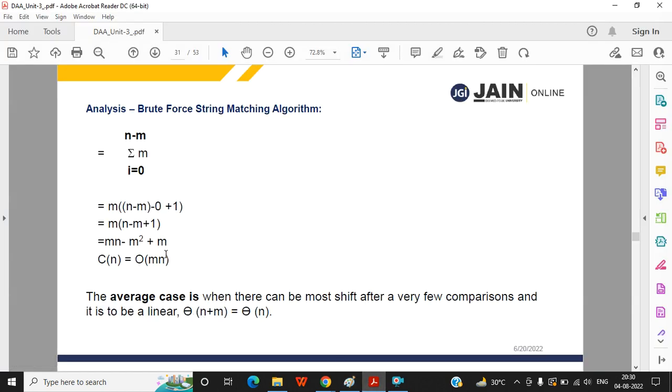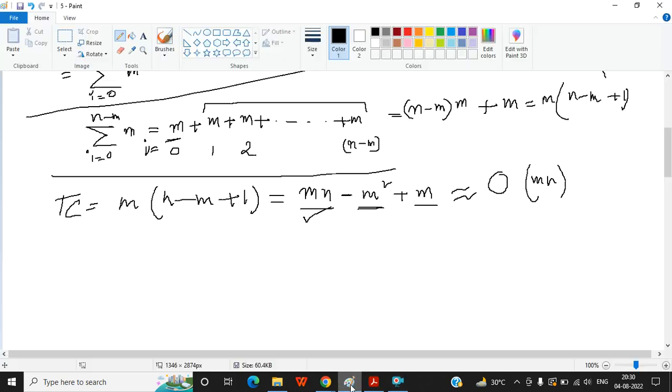See, big O of mn. Tell me if you get it. Why are you not getting the m square? Is it clear? Yes, I got it. If it is plus, then we have to take m square.